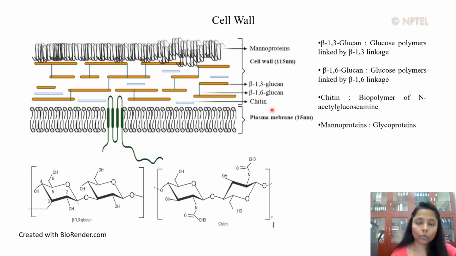So what is the cell wall? The cell wall is an extracellular matrix which, in the case of Saccharomyces cerevisiae, is composed of a complex meshwork of beta-glucans, chitin and mannoproteins. You can roughly divide the cell wall into two different layers. The inner layer is composed of beta-1,3-glucan, beta-1,6-glucan and chitin. Beta-1,3-glucan and beta-1,6-glucan are glucose polymers linked by beta-1,3 linkage and beta-1,6 linkage respectively.